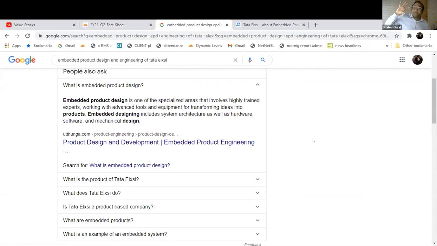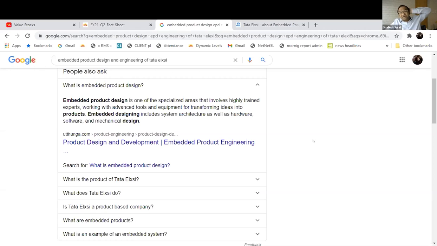Okay, so if you have to make any design, like in transportation you have to design a car, right? So how will you use mechanical, software, hardware to make the design of a car? So this is the understanding.